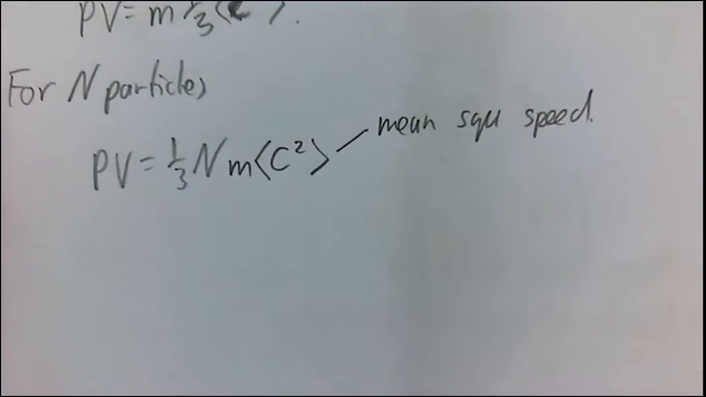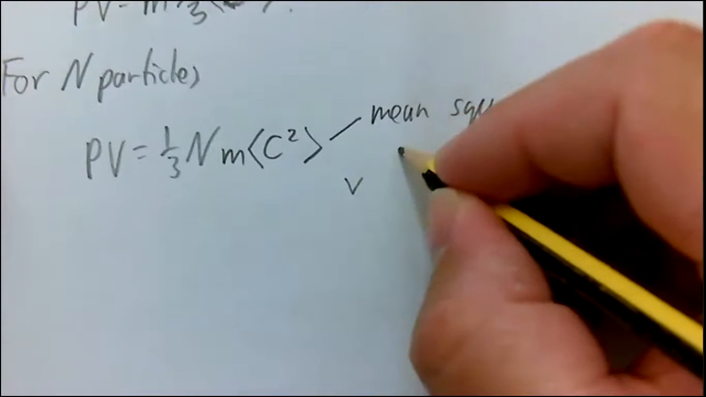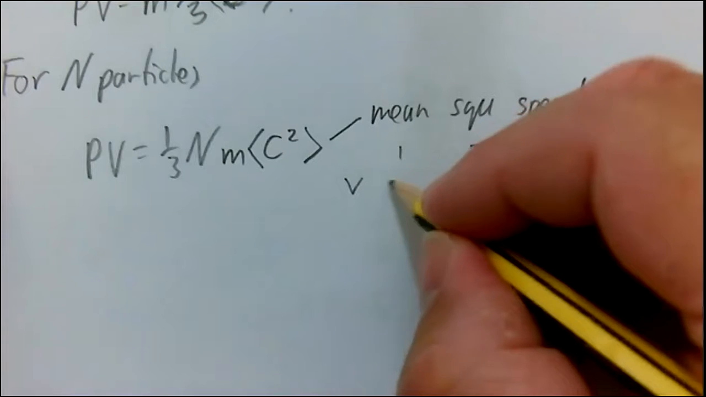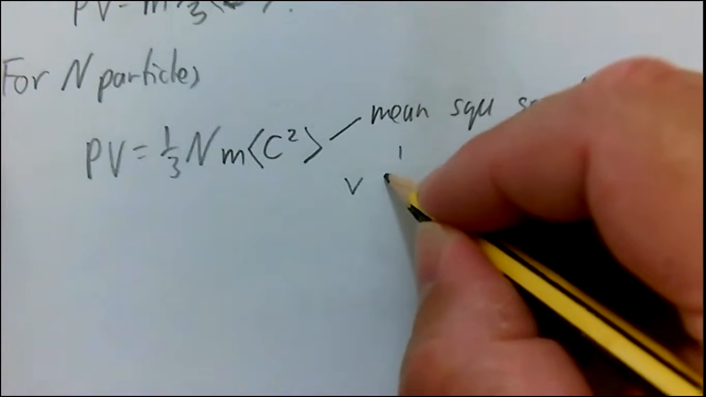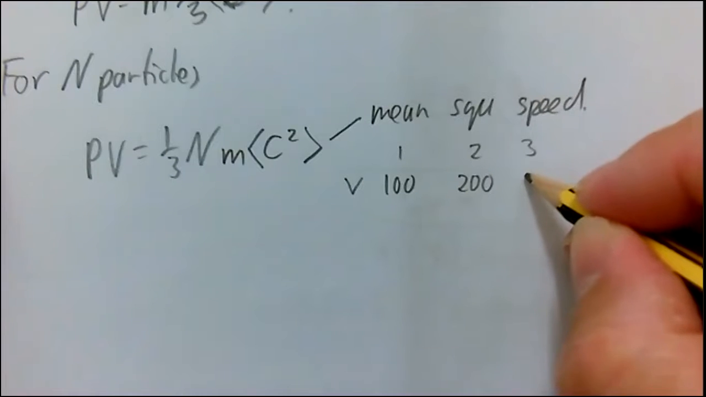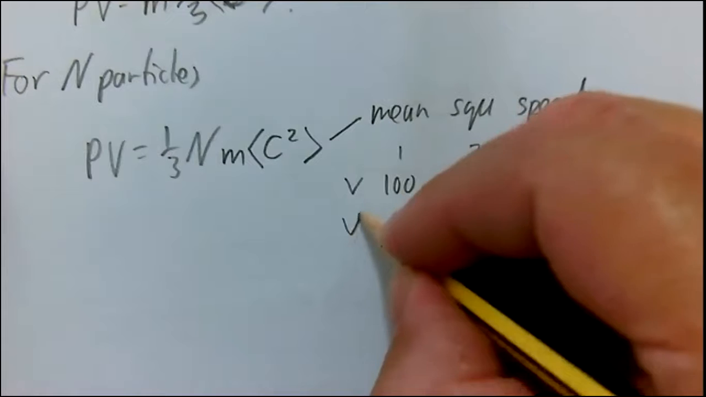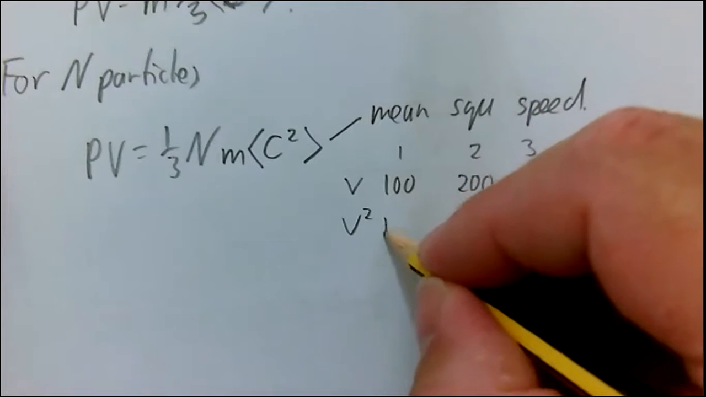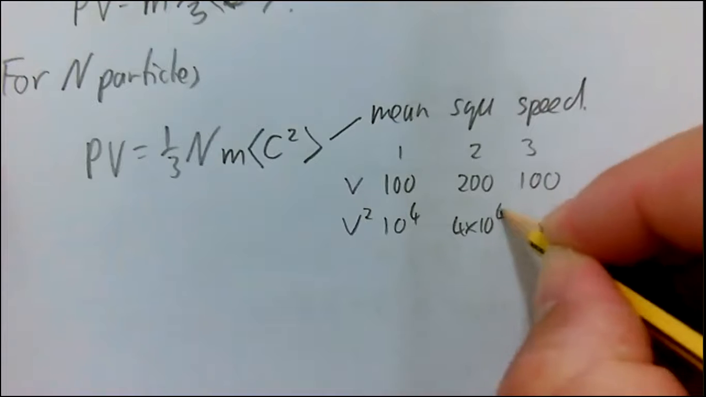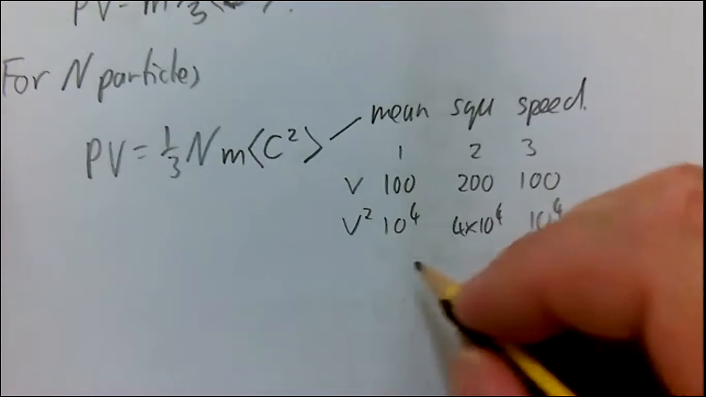Now, mean square speed is literally the average of the speed squared. So if you imagine you've got, say, 3 particles, and for each one the speed is, let's say, 100 meters per second, 200 meters per second, and 100 meters per second. You have to square the speeds first. So that's 10 to the power of 4, that's 4 times 10 to the power of 4, and that's then 10 to the power of 4. And then you average them.